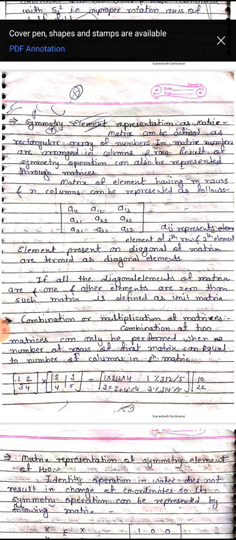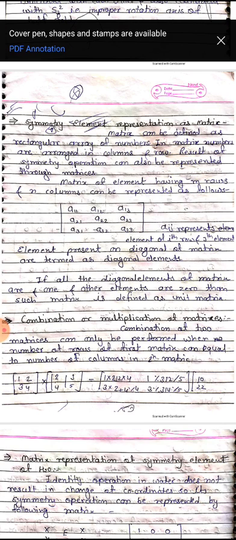And what is the combination? How can you perform multiplication or combination of two matrices? Combination of two matrices can only be performed when the number of rows of the first matrix, which is 2, is equal to the number of columns in the second matrix. It is the same.